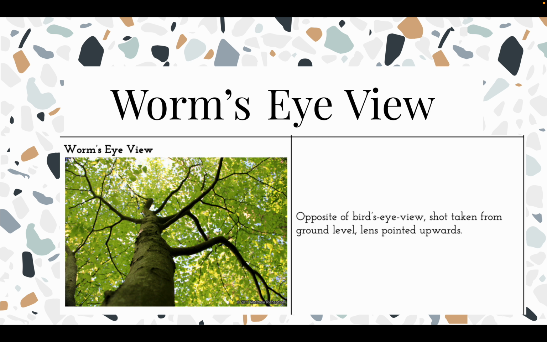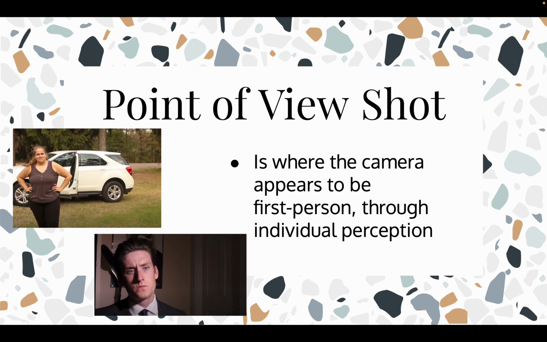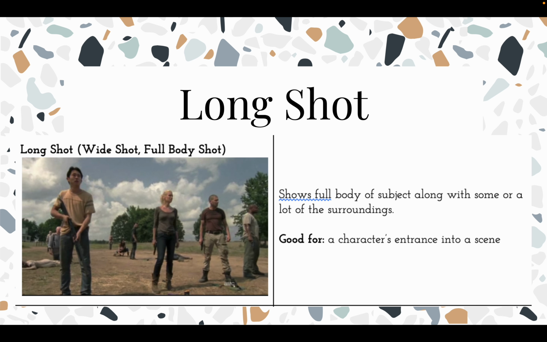You can have a worm's eye view, which is opposite a bird's eye view, and it's a shot taken from the ground level with the lens pointing upward. You can make your subjects appear larger or just more dominant. You can have a point of view shot, which is where the camera appears to be first person through the individual perception of your subject.